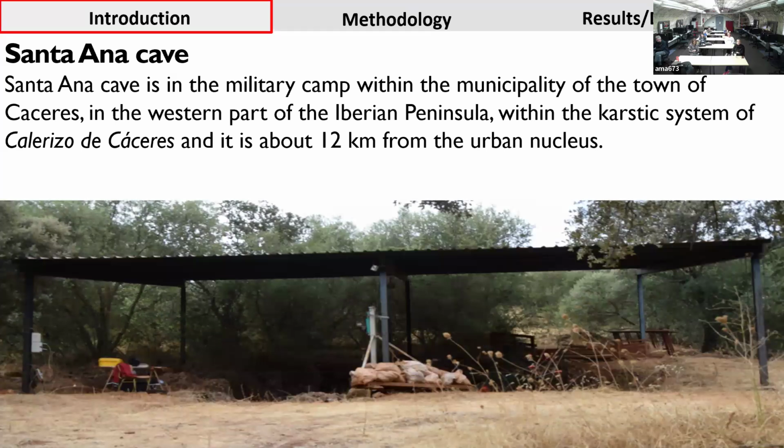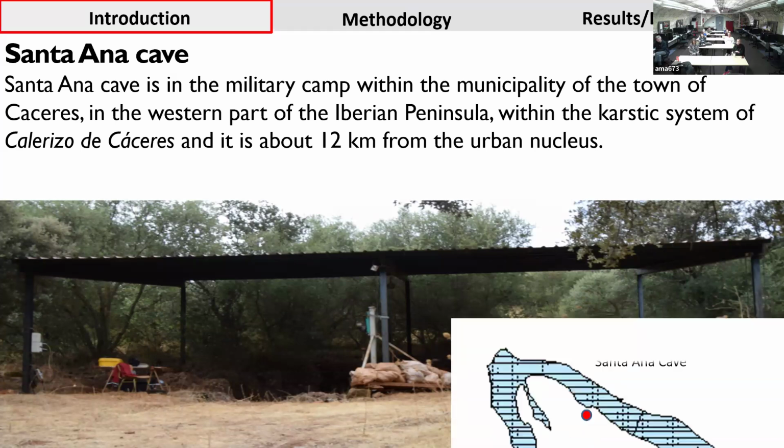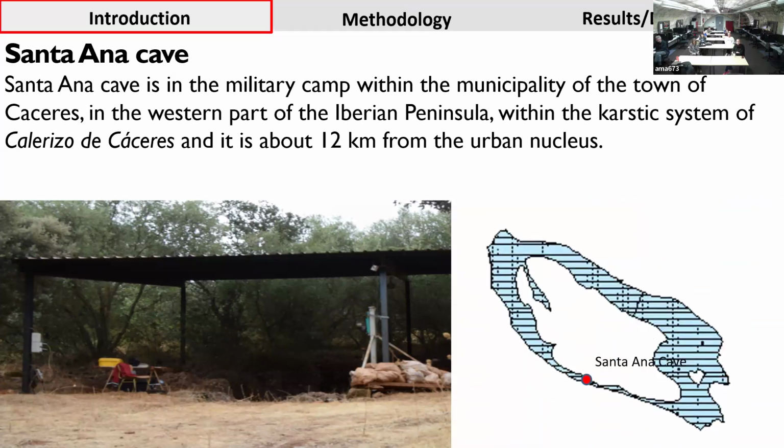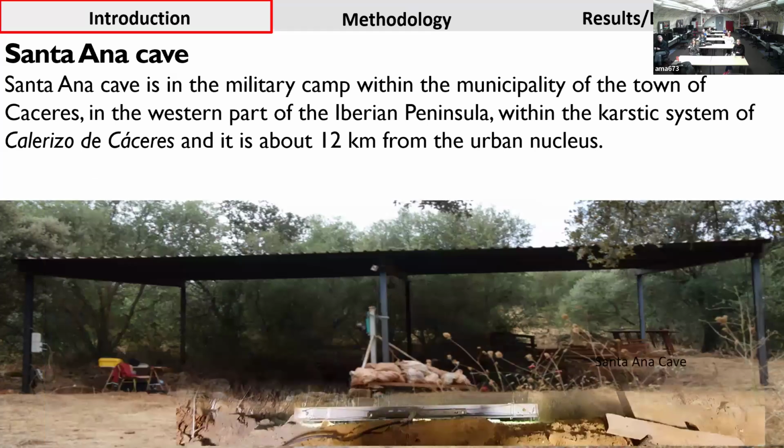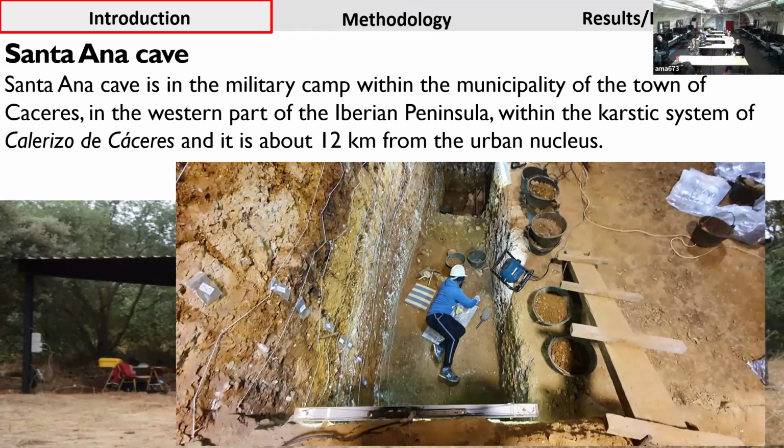We have a roof on top of the cave, and the excavation at this site started in 2000 and is still ongoing up to this present moment. So it's about 24 years of continuous excavation, every year. Sometimes we go there twice a year. And you can see the location within the broader Calorito de Cáceres. And some of these archaeological materials have been found that I've worked with and that some of my other colleagues have worked on from the site. And this is a picture of myself, I think in 2017, excavating one of the trenches in Santa Ana Cave.